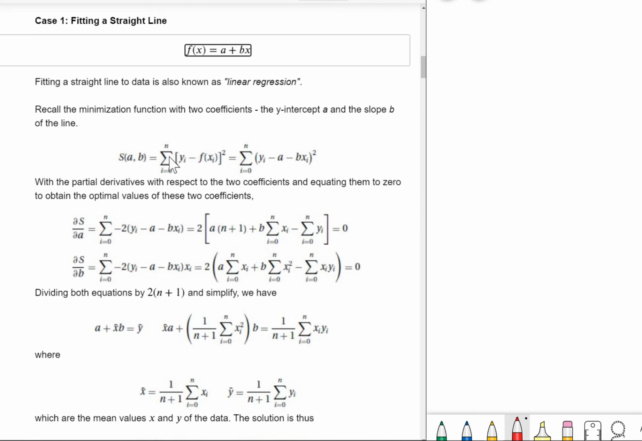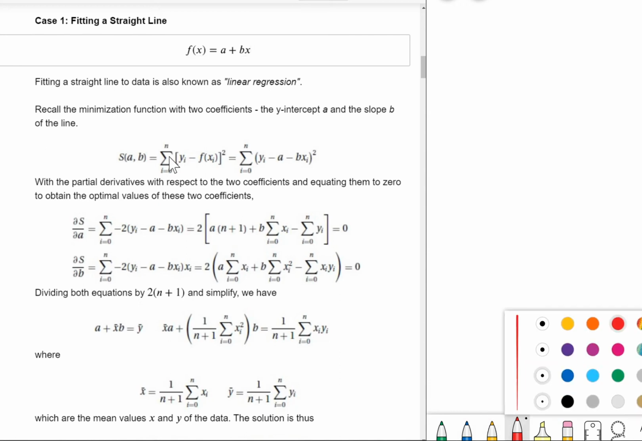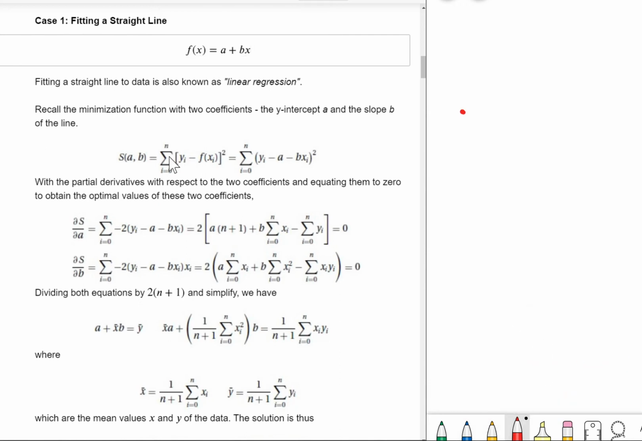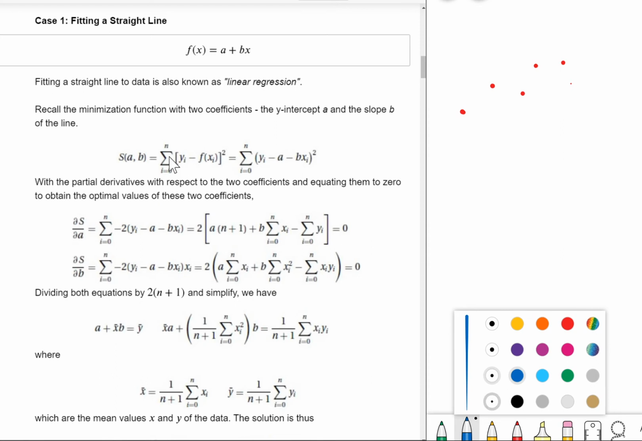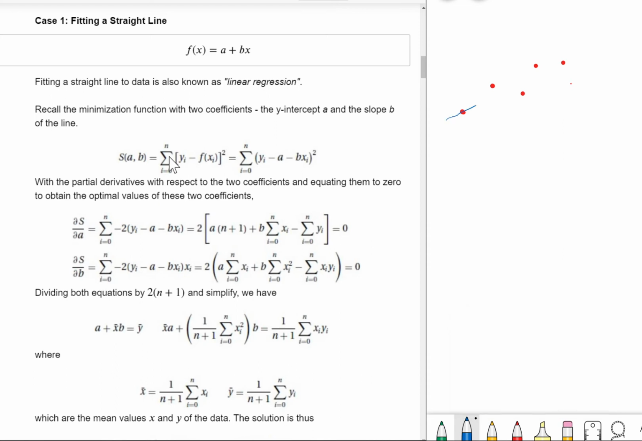Meaning if you have a set of points, let's say you have points here, and you want to represent them with the line. So that's a straight line, I hope. Every point there should have a difference. So what will be the difference?